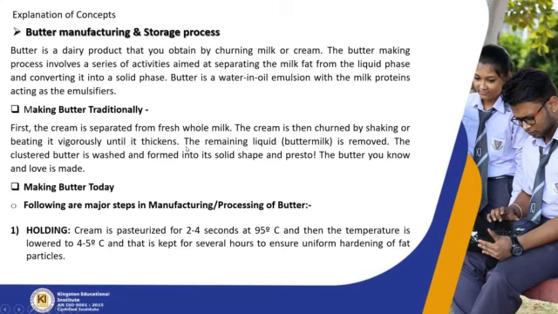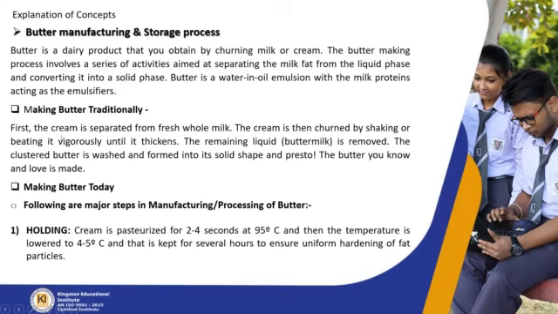The making process involves a series of activities aimed at separating milk fat from the liquid phase to convert it into a solid phase, a water-in-oil emulsification with milk protein acting as an emulsifier. Butter is made in two ways. In the oldest days, this is called the traditional way.